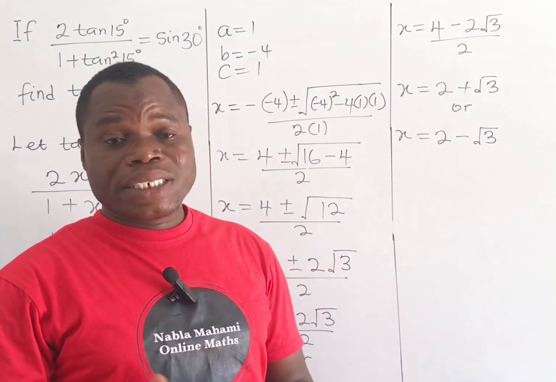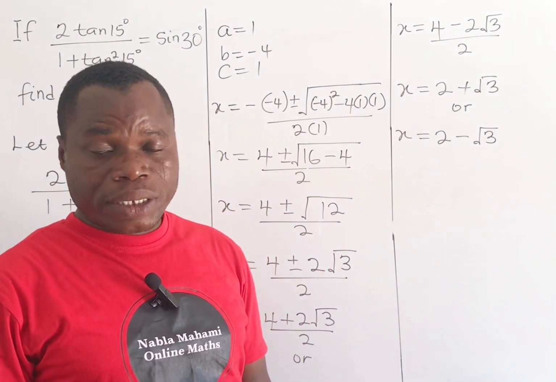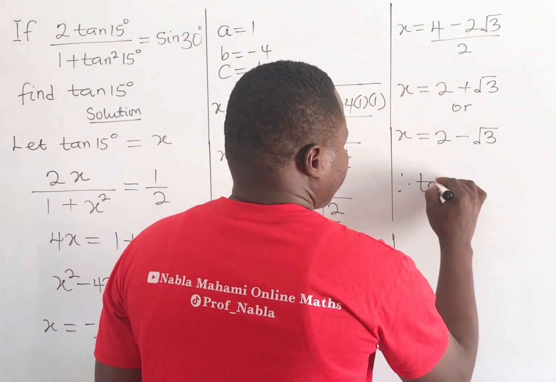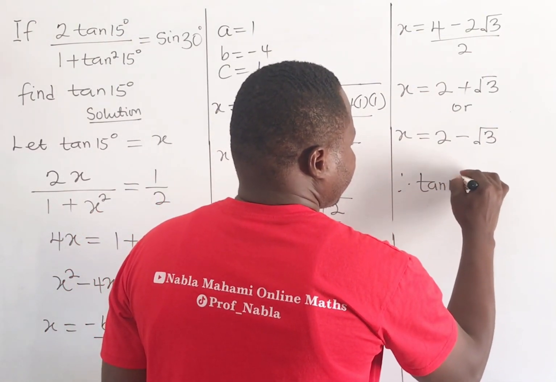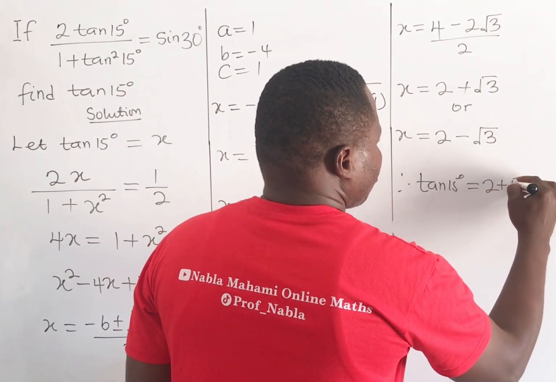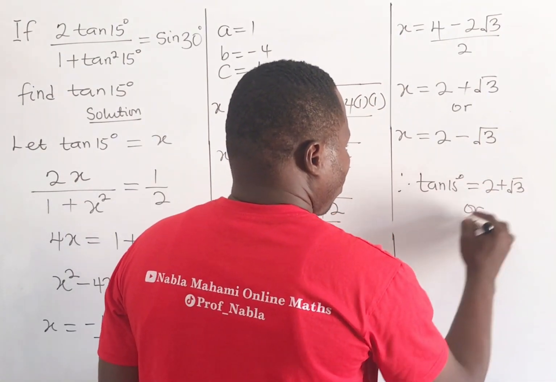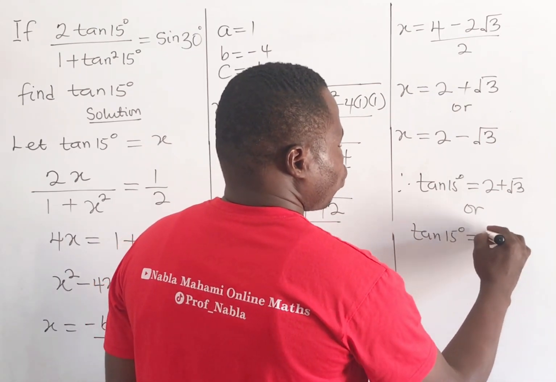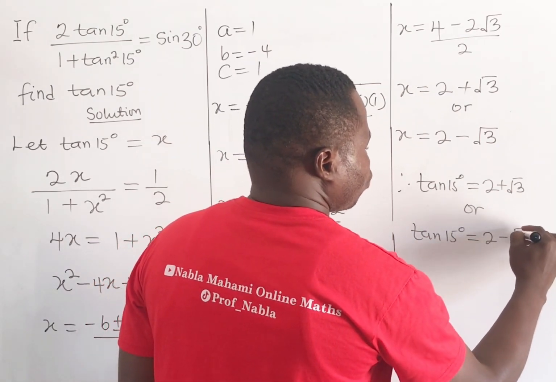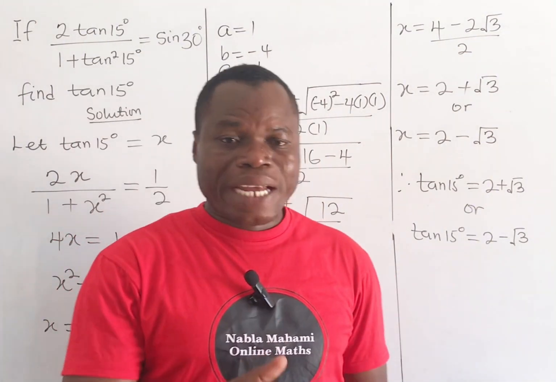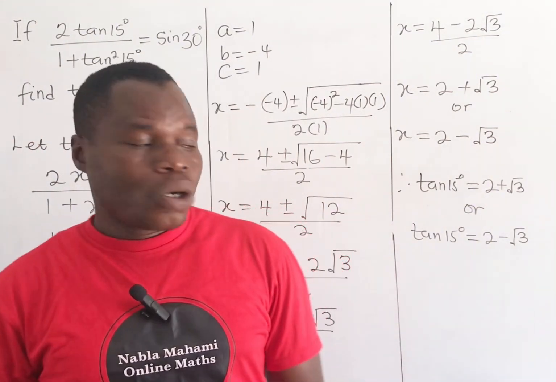But x is the same as tan 15 degrees. So I can conclude by saying that therefore, tan 15 degrees is equal to 2 plus root 3, or tan 15 degrees is equal to 2 minus root 3. And these are the possible answers for tan 15 in this question.